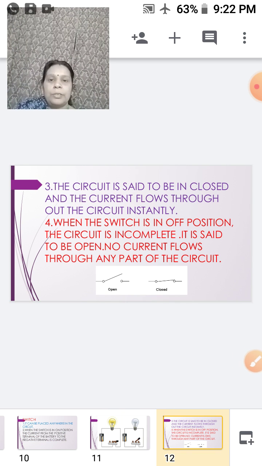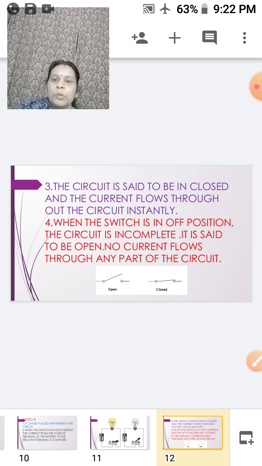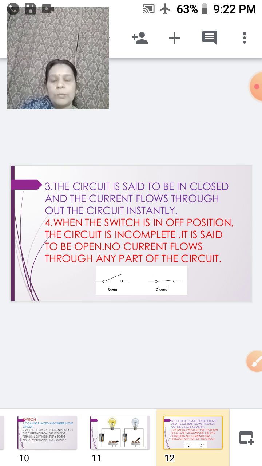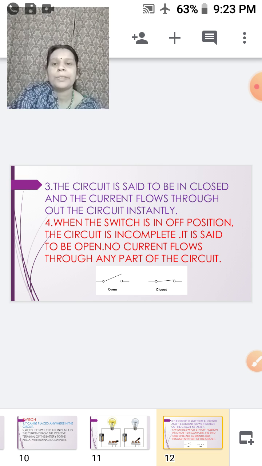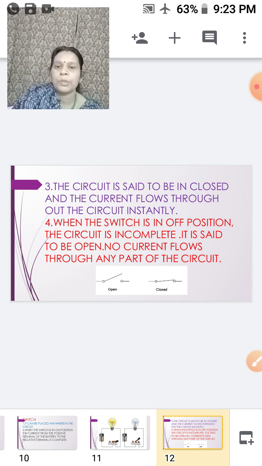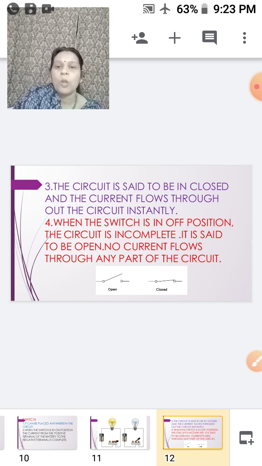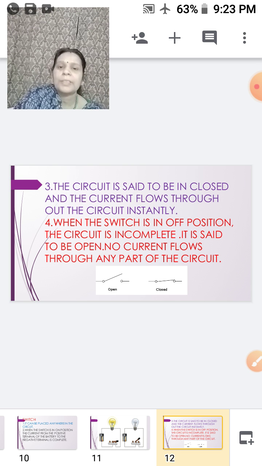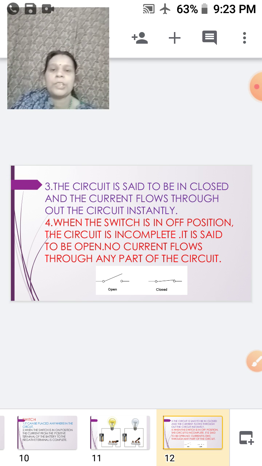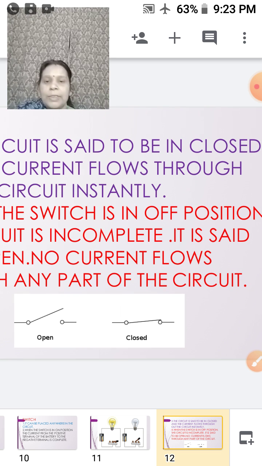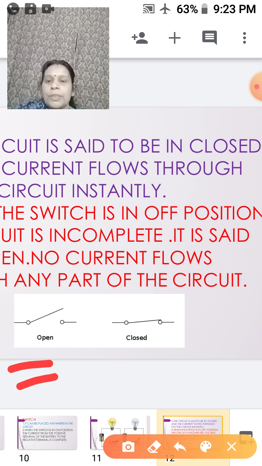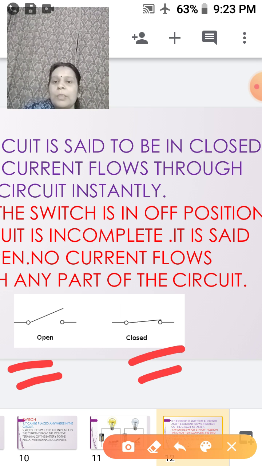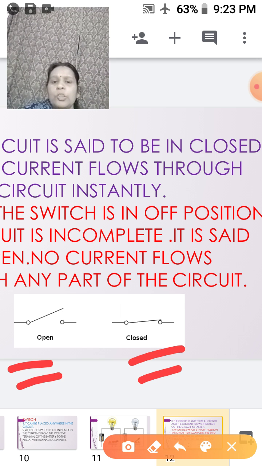The circuit is said to be closed and the current flows throughout the circuit instantly. When it flows from the positive terminal, then only we say it is a closed circuit and the current is flowing continuously. But when the switch is in off position, the circuit is incomplete. It is said to be open since no current is flowing through the circuit. Here you can see the switch in the symbol form, the open and the closed circuit. These are the symbols for the switches.